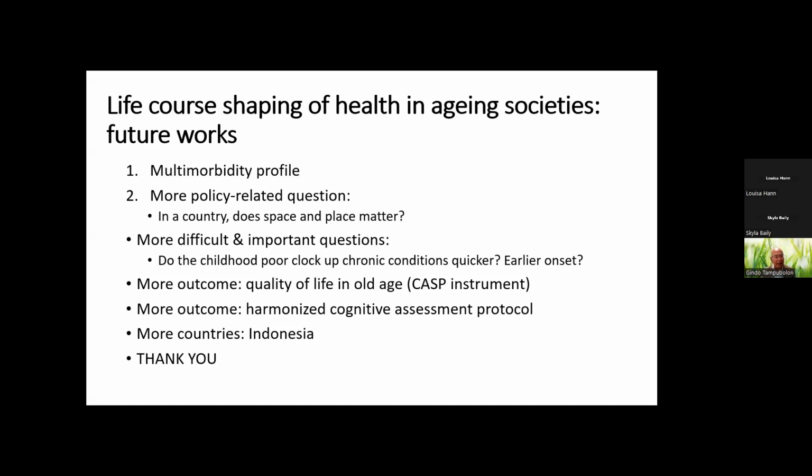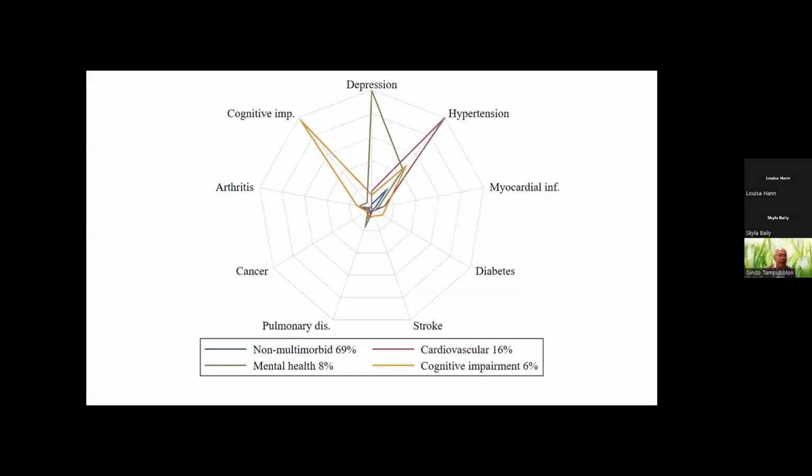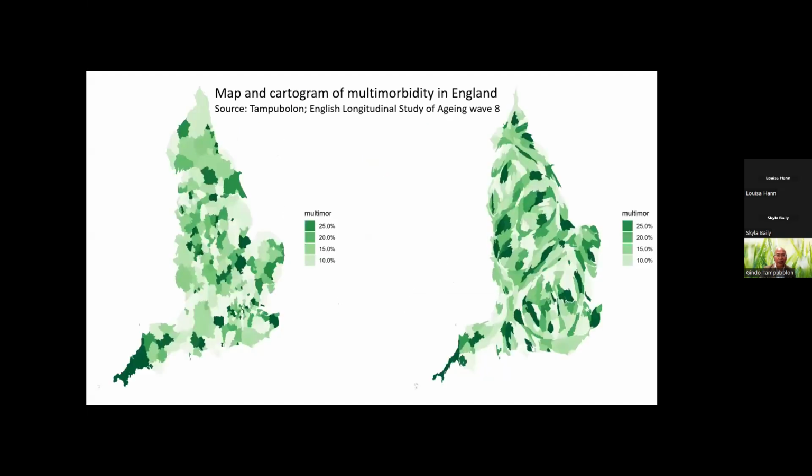The other things that I'm working on with groups in Guangzhou are quality of life in old age, not only the negative health status, but also quality of life, and a harmonized cognitive assessment protocol, and to bring in other countries, Indonesia. And here is an example of multimorbidity profile in Britain. There are 3. And here is an example of policy-related evidence on multimorbidity in England.